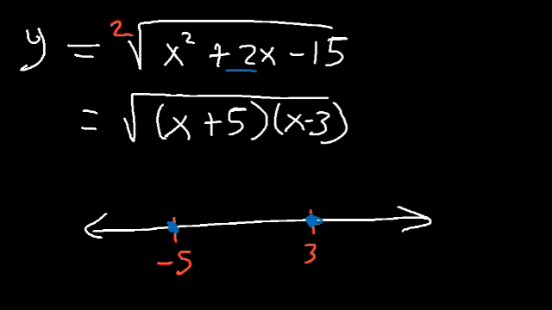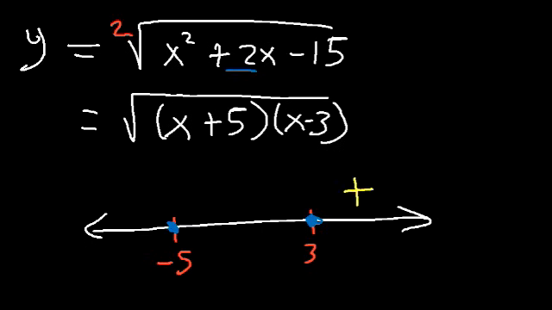We have to exclude the numbers that are negative. So let's pick a number that's greater than 3. Let's plug in 4 into (x + 5)(x - 3). 4 plus 5 is a positive number, and 4 minus 3 is a positive number. A positive number times a positive number is a positive number. So it's going to be positive in this section.